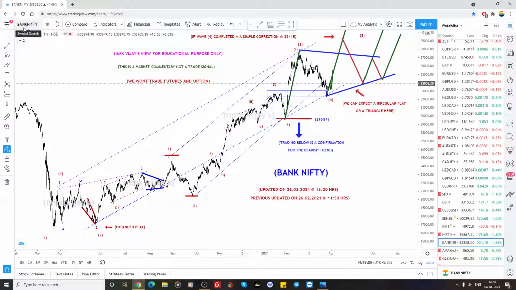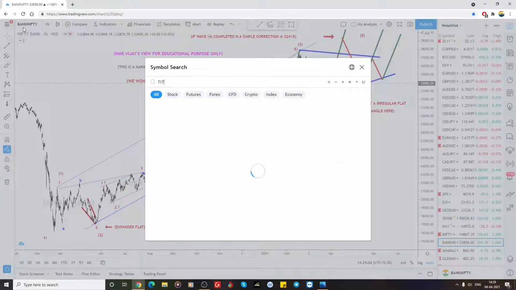So this is my view for this week, and we will move on to the individual stocks like Titan, Grasim.